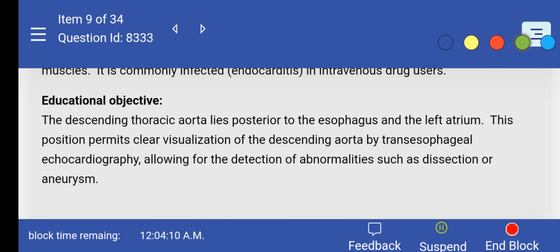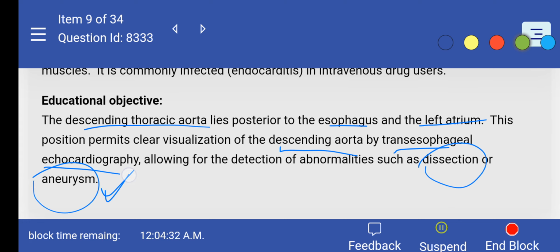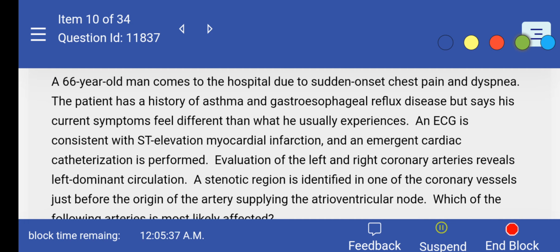So the descending thoracic aorta lies posterior to the esophagus and the left atrium. This position permits clear visualization of the descending aorta by transesophageal echocardiography, allowing for the detection of abnormalities such as dissection and aneurysms. Okay, now let us see question number 10.